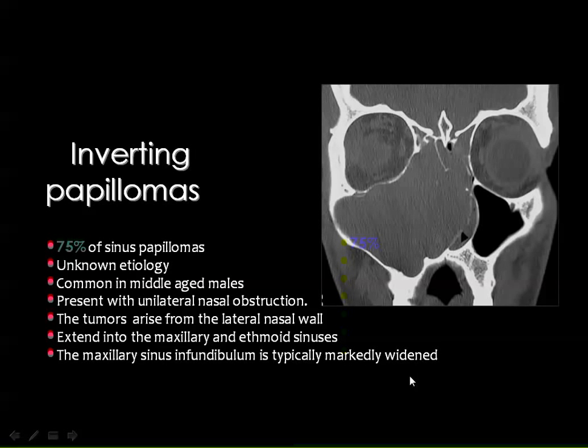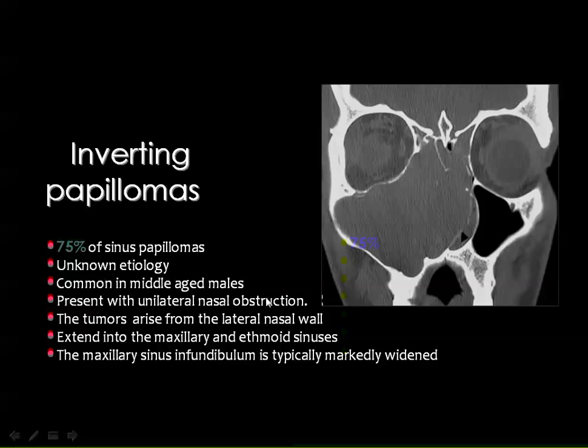Then we came to a benign lesion which is known as inverted papilloma. The inverted papilloma is a lesion arising inside the nose, and it can extend into the maxillary sinus as well as the ethmoidal air cells. This papilloma represents about 70 to 75% of paranasal sinus papillomas. It is of unknown etiology.